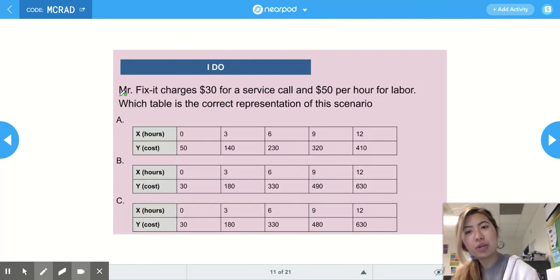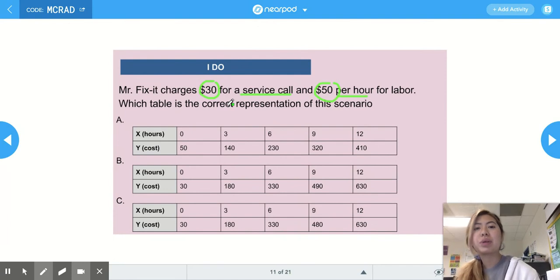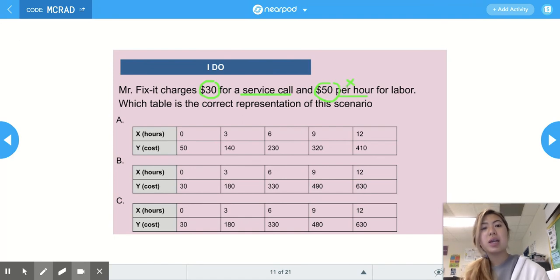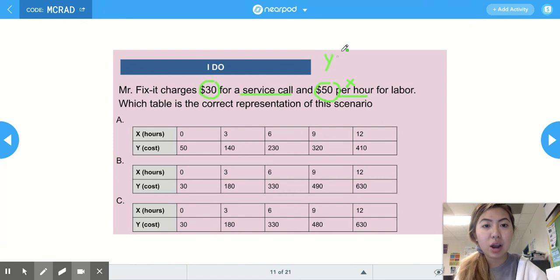This next I do problem reads, Mr. Fixit charges $30 for a service call and $50 per hour for labor. Which table is the correct representation of this scenario? So what we're going to do first is write an equation in slope-intercept form. So per hour is a hint to tell you that you're multiplying 50 by a variable. And so that usually tells you what your unit rate is if you have the word per. So in this case, our equation is going to be y is equal to 50x, and x is going to represent the number of hours of labor, and then plus the $30 for the service call.